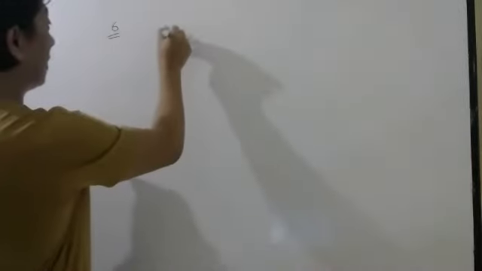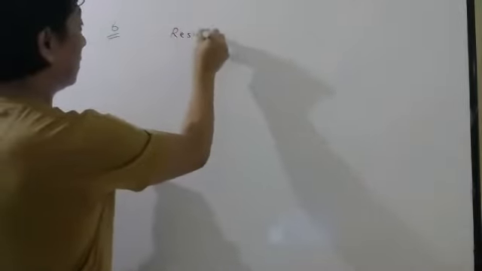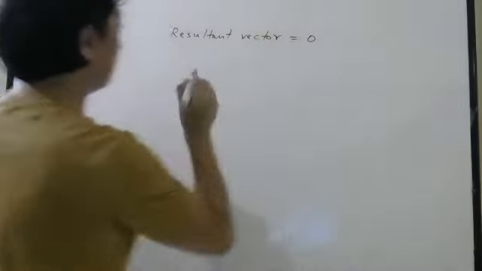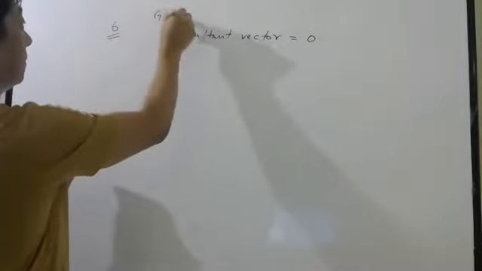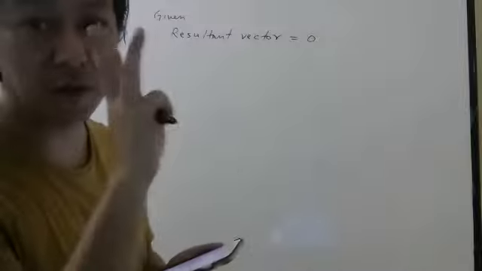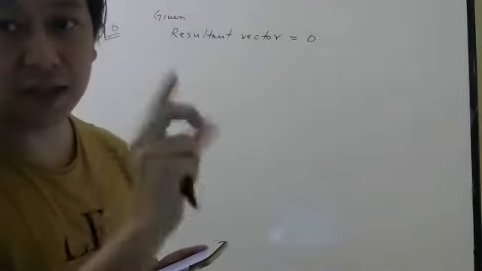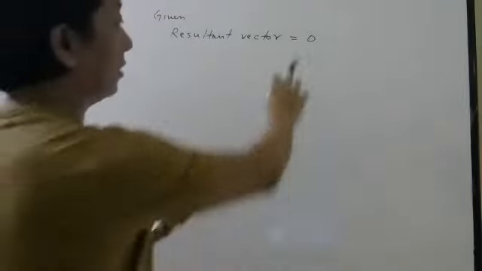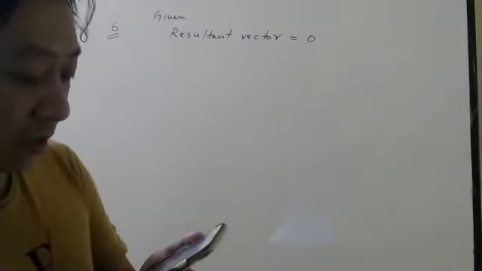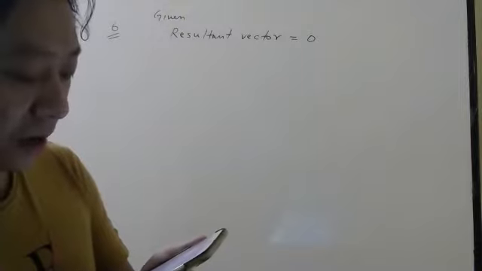That means the resultant vector they are saying is 0, given the sum, S-U-M. So the sum of three vectors, after adding the three vectors, whatever you get, it should be 0, they are saying. Find the magnitudes of the vectors OB bar and OC bar.